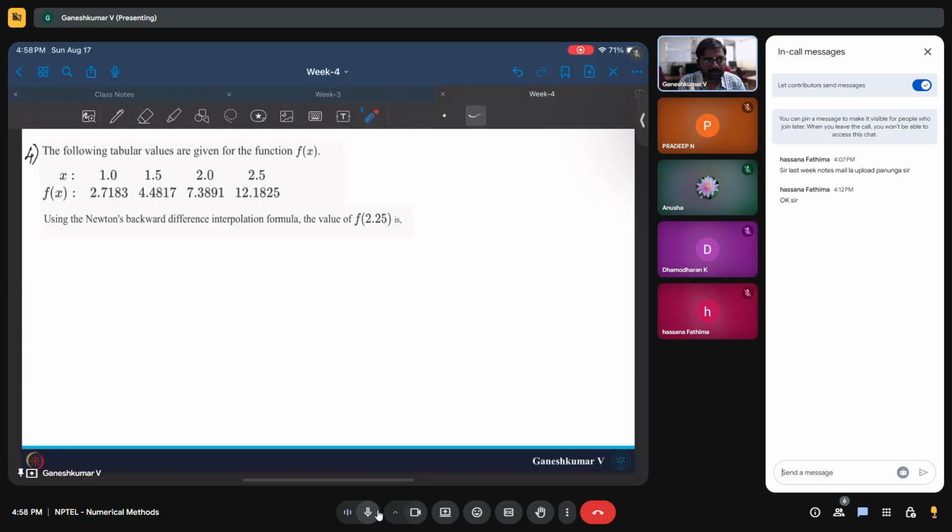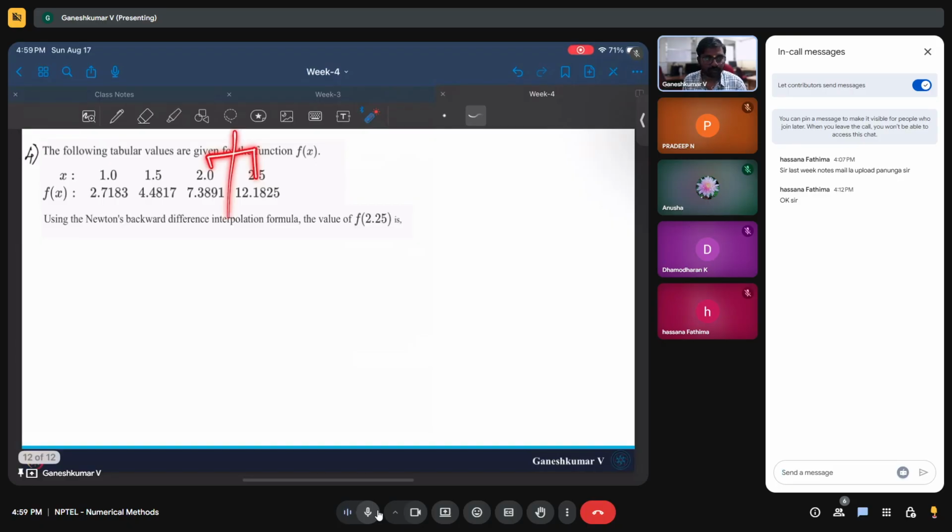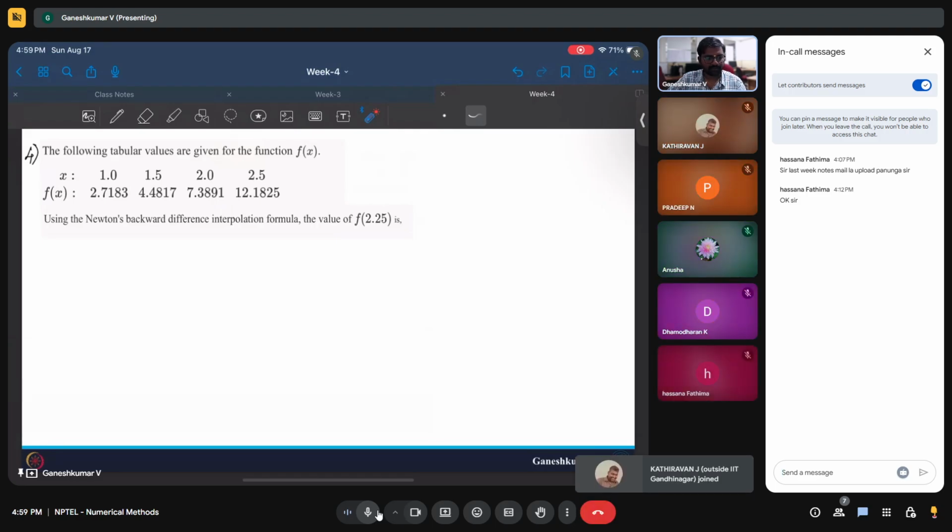Now the fourth question is about the same thing we did for forward difference. Now we are going to do it for a different set of numbers but using backward difference. Okay, so the tabular values are varying from 1 to 2.5, and the corresponding f of x is given, and we were asked to find what is f at 2.25. 2.25 is lying at the end of the table, and hence it is better if you use a backward difference because you can cover a lot of values.